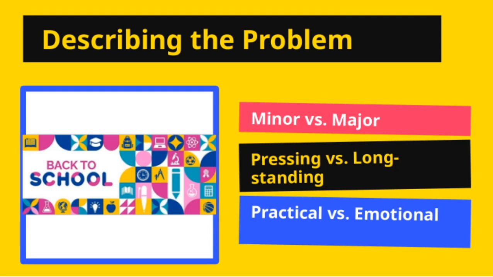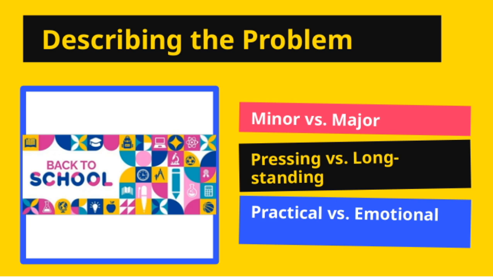When we're describing the problem, it's important to recognize the different dimensions it can have. First, we have the practical versus the emotional aspect. Practical problems are more about tangible, measurable issues, things that are straightforward to identify and fix. Emotional problems, on the other hand, involve feelings and perceptions, which can be more complex to address but are equally important. Next, we consider whether the problem feels pressing or long-standing.